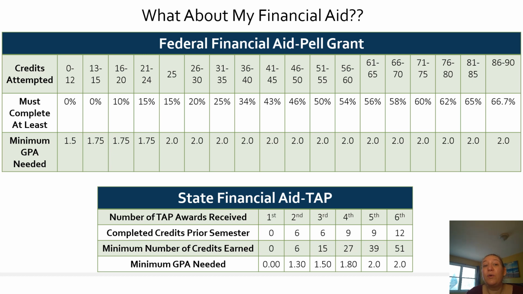So generally at Queensborough, because you never know when an emergency might occur later on, and because your 4-year school is generally more expensive, we only do Pell appeals, the federal financial appeals, because we don't want to waste your 1 TAP appeal.